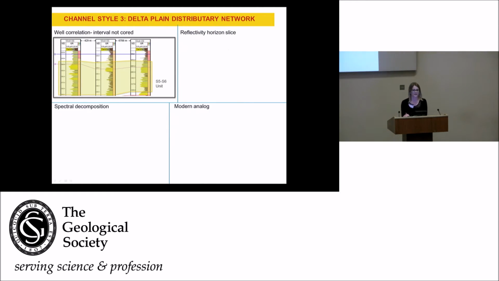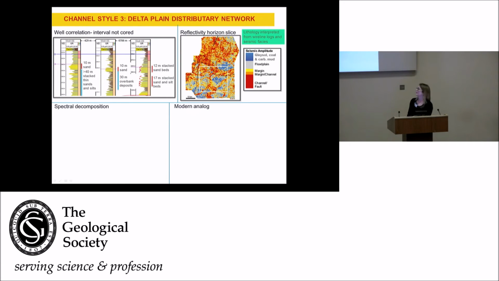Okay, so the third interval I used was just beneath the 6th seismic horizon, and it wasn't cored. But the wireline logs show some thick intervals of sandy deposits and quite a lot of overbank fines and muddy packages. And if we look at the reflectivity slice, so this is actually taken from one of my previous studies where I tried to link seismic facies to the lithology.